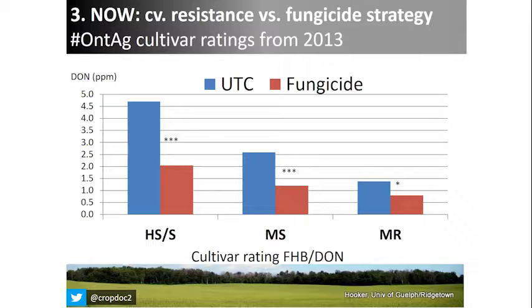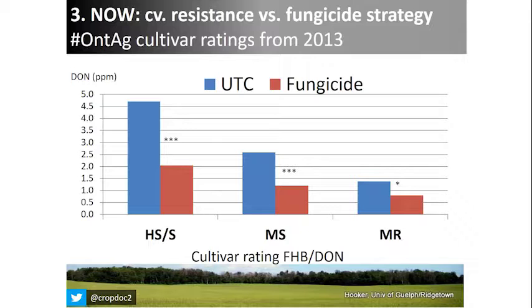So this is in the top 3, and that is combining the management with good variety selection and with a fungicide application at heading time. So we have a very good moderately resistant variety. We have DON here at about 0.7 parts per million, whereas if we didn't apply a fungicide in a highly susceptible variety, our parts per million is 5 times more than the moderately resistant with a fungicide applied.